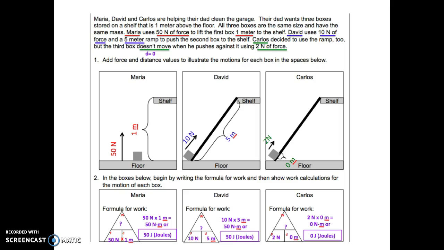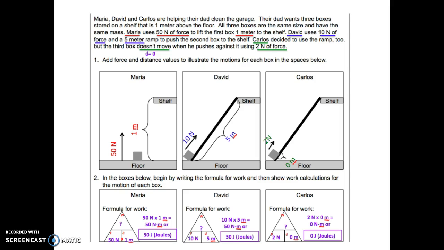Okay, you should have received or found these answers. David, he used a force of 10 newtons over a distance of 5 meters. 10 times 5 is 50, so he also had 50 joules for his amount of work. And then Carlos, he had a force of 2 newtons over a distance of 0 meters. 2 times 0 is 0, so Carlos had 0 joules for his work.